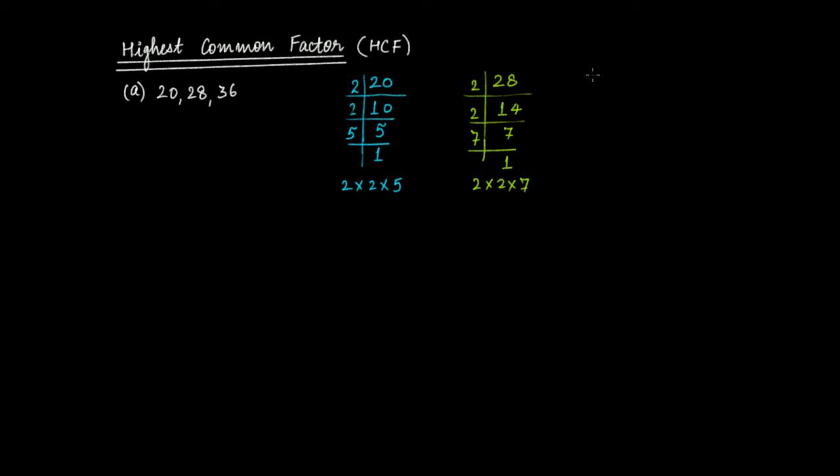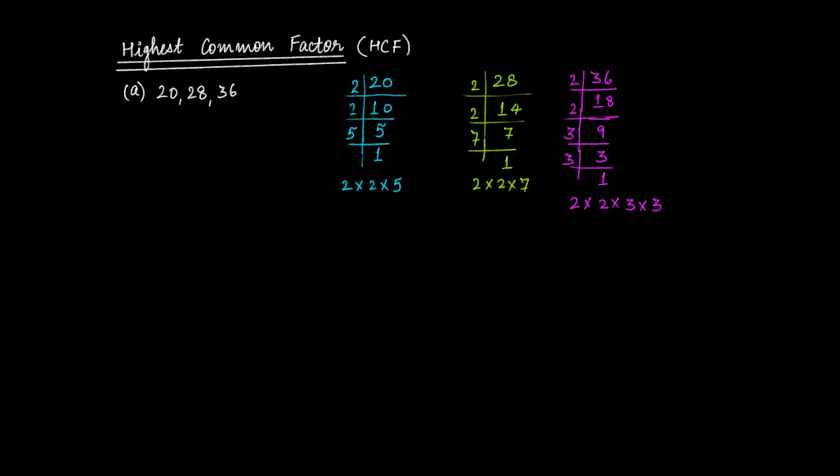Now, what about 36? Starting from 2, you have 18, and if you divide 18 by 2, you get 9 as a quotient, and then you have 3, and then you have 1. So the prime factorization of 36 will be 2 times 2 times 3 times 3. Prime factorization of 20 is 2 times 2 times 5, of 28 is 2 times 2 times 7, and of 36 is 2 times 2 times 3 times 3.